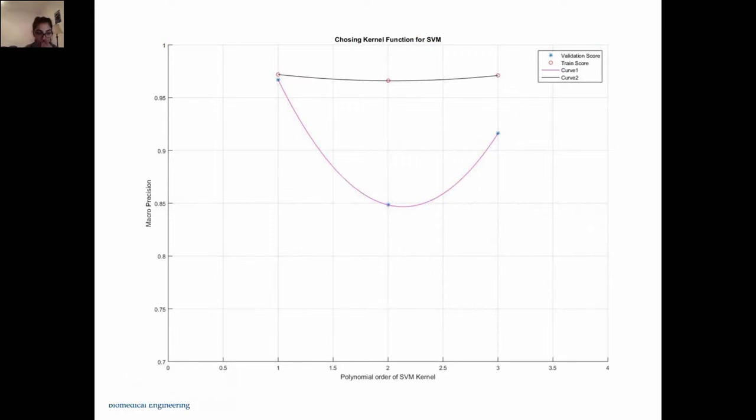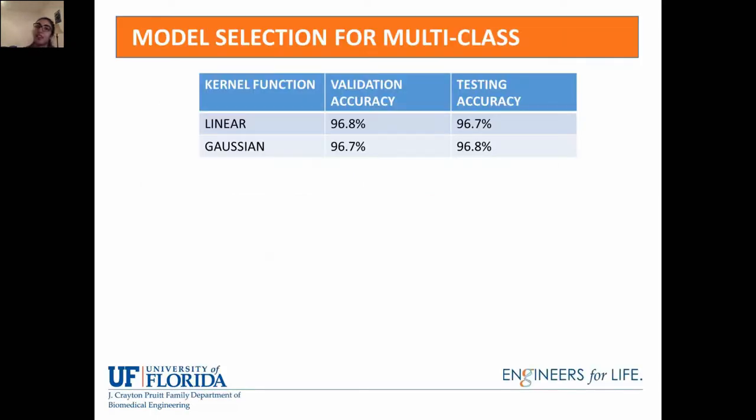Then I tried to tune my parameters for multi-class classification using different SVM models. I used a linear SVM model and a quadratic and a cubic SVM model. I plotted the accuracies for each of them on the validation and training sets and tried to see which one was the most optimum. Linear proved to be the most optimum among the polynomial kernels for SVM. Then I noticed that if I use a Gaussian instead, it gave a good accuracy on both validation and testing.